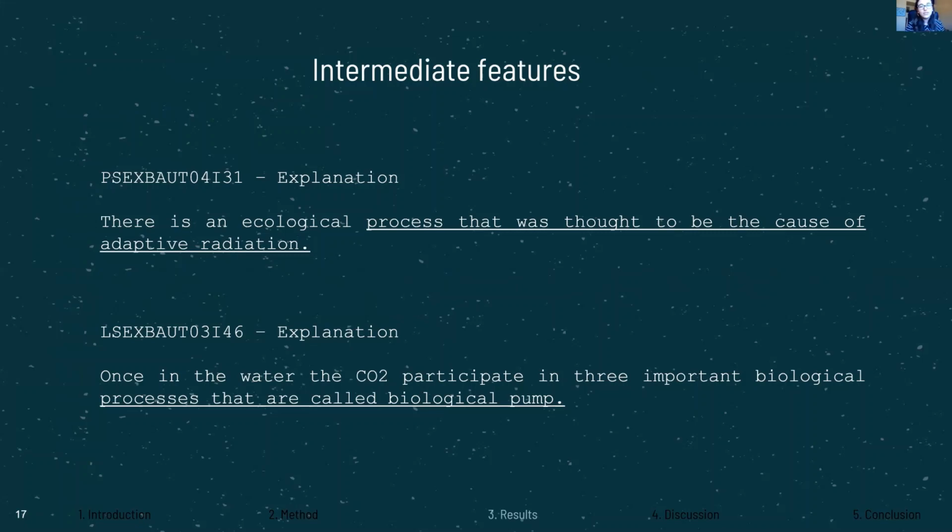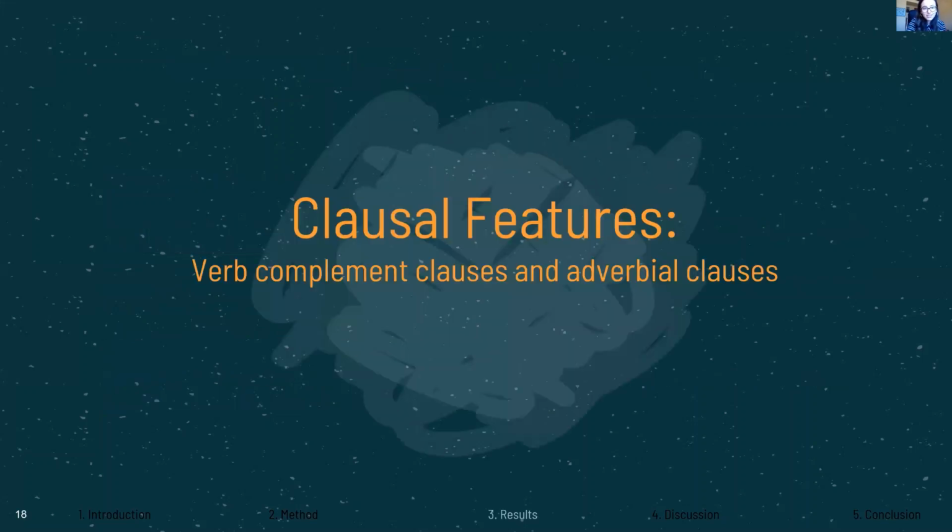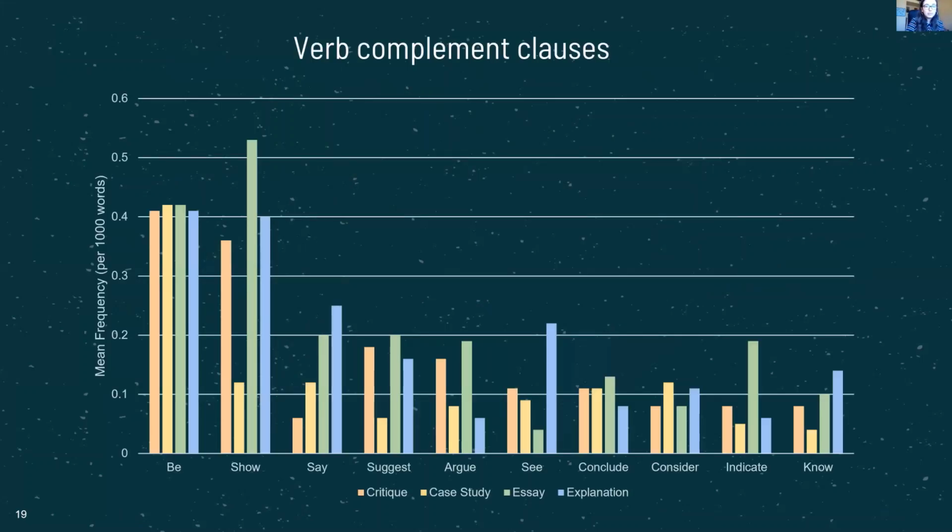So for example, in the first excerpt, there is an ecological process that was thought to be the cause of adaptive radiation. So the student is showing that he understands the different possibilities here. And then for causal features, I looked at verb complement clauses and adverbial clauses. And again, I'm going to start by showing you the most common verbs controlling verb complement clauses.